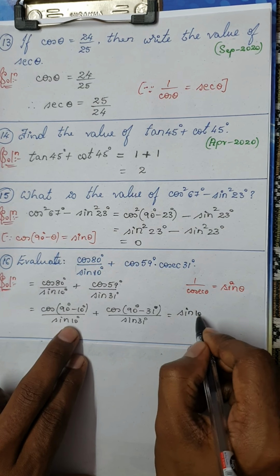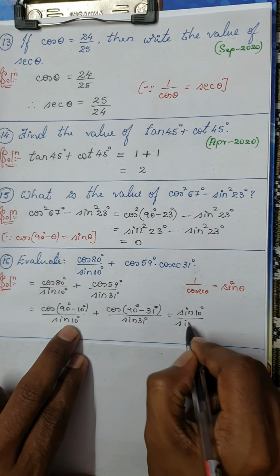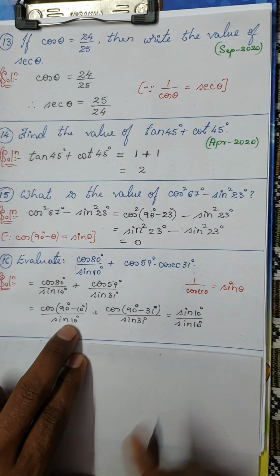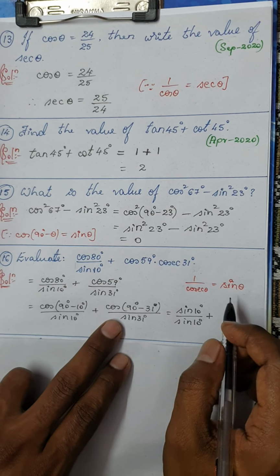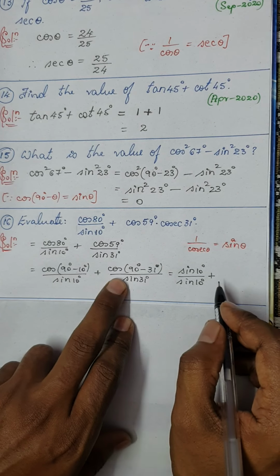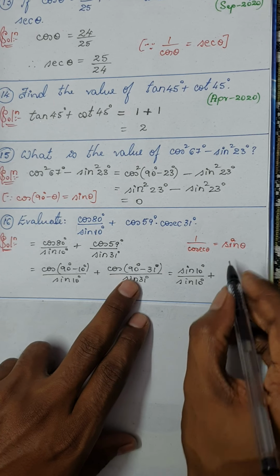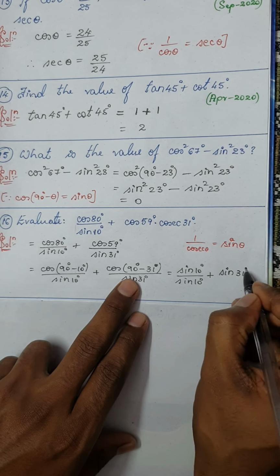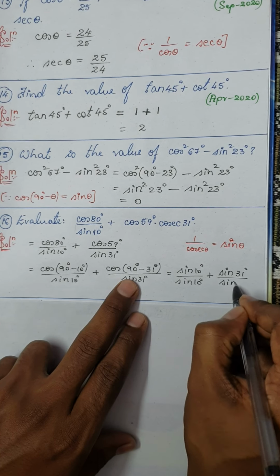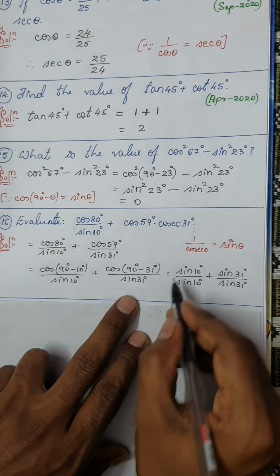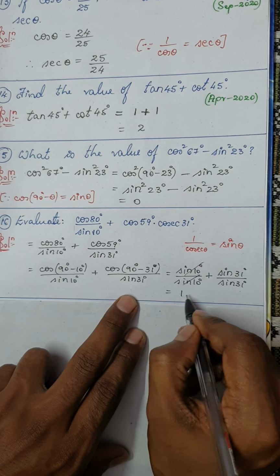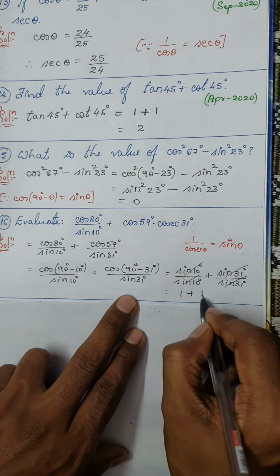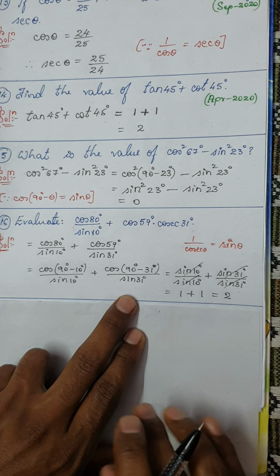So numerator will be sine 10 degrees divided by denominator, which is already sine 10 degrees. So plus, in the similar way, again cos of 90 minus theta. What is cos of 90 minus theta? It is sine theta. So sine of theta, which is 31 degrees, divided by sine 31 degrees. So this is nothing but, it cancels, 1 plus, again this also cancels, 1 plus 1, that is equal to 2.